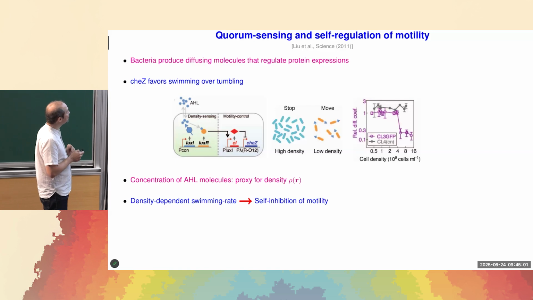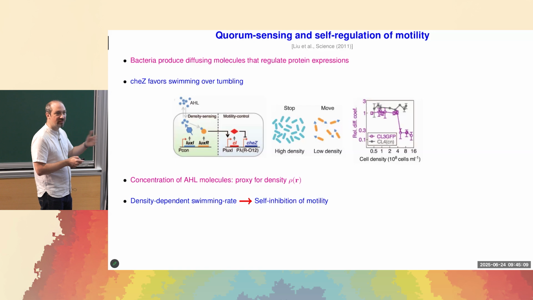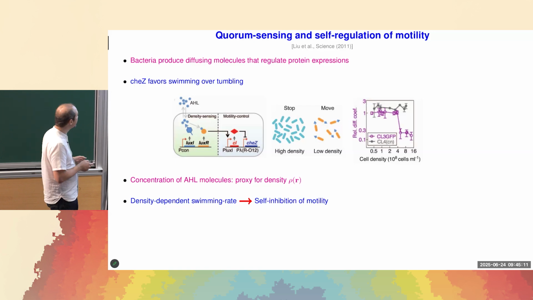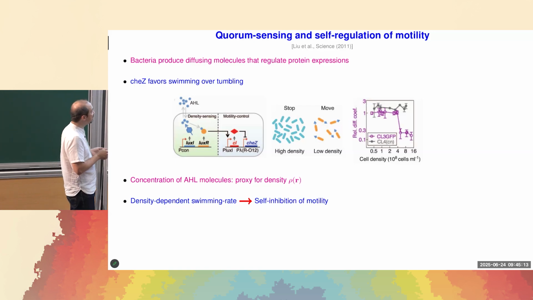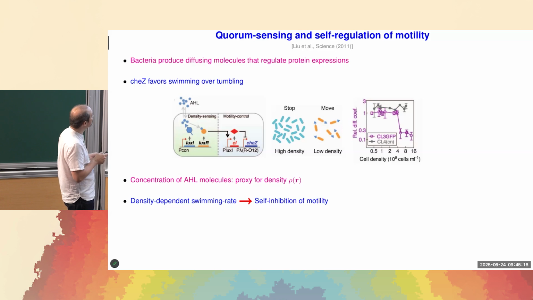The result of this is if you're at high density, you have a lot of AHL around you, and so you don't have KZ, and so you don't move. Okay, so that's essentially your V of rho. You're at high density, you're not moving. While at low density, you're happy, you have very little AHL, you have a lot of KZ, and you can swim. They can quantify that experimentally.